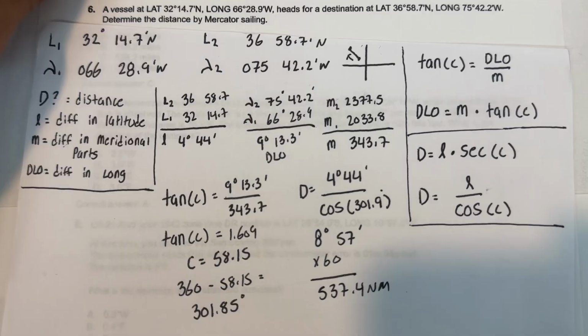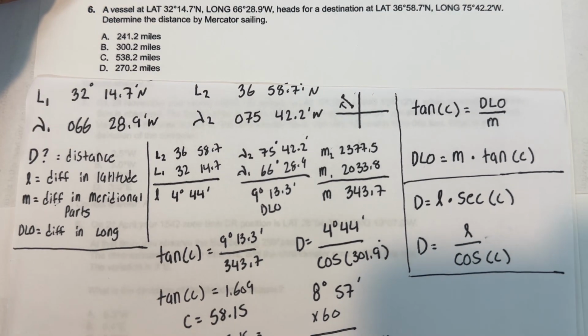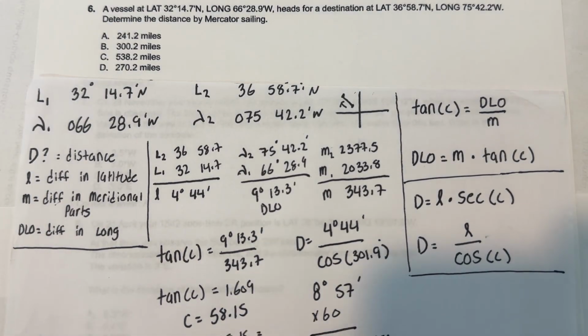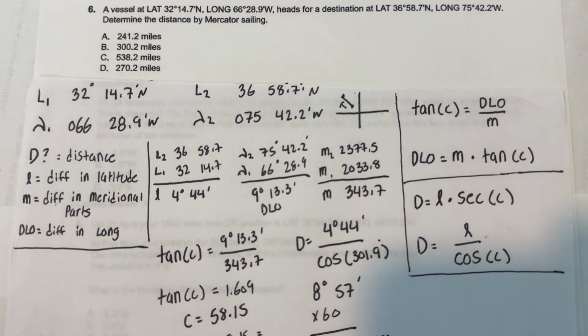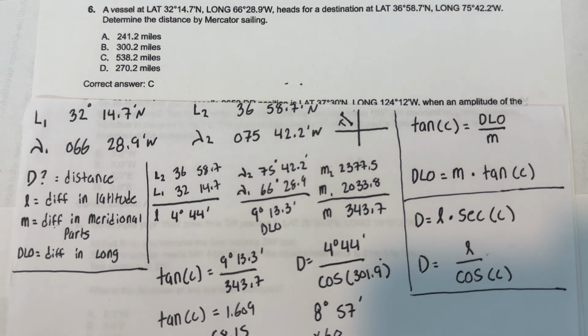And that is your answer for distance. If I go back to our answer choices, we can look at what we have. We got 537.4. That is obviously close to one of these answers. It's going to be C. We are within 1 mile, so answer C. That's how you do a Mercator sailing.